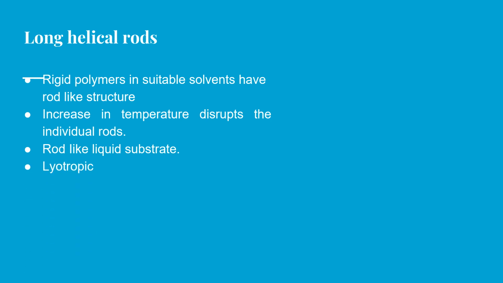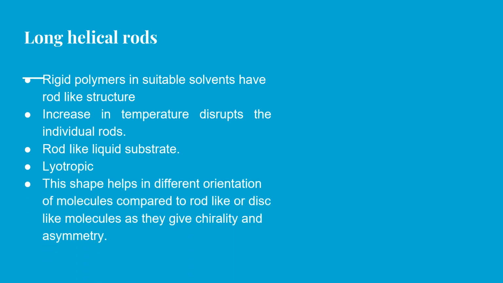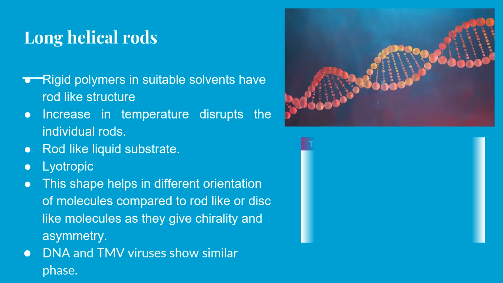As they cannot vary with temperature, these can be made to transition using their concentration. Hence it is called lyotropic. This shape helps in different orientation of molecules compared to rod-like or disc-like molecules, as they give chirality and asymmetry. Deoxyribose nucleic acids and certain viruses like tobacco mosaic virus show similar phases.